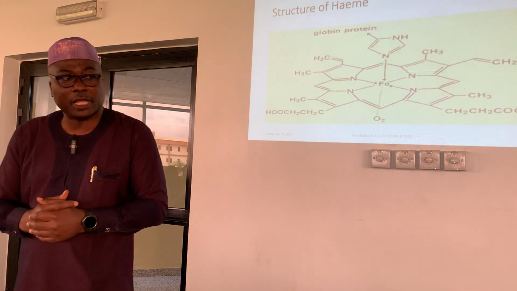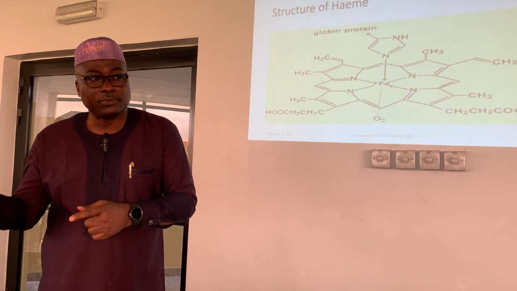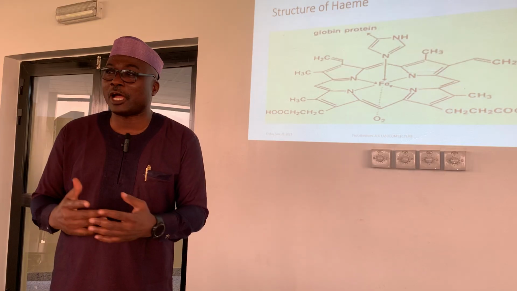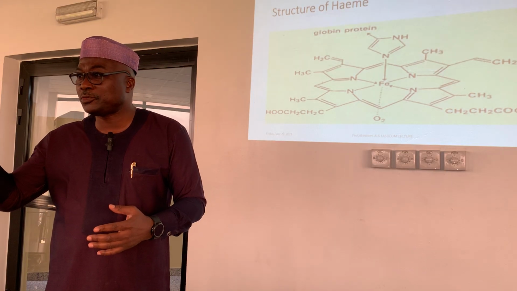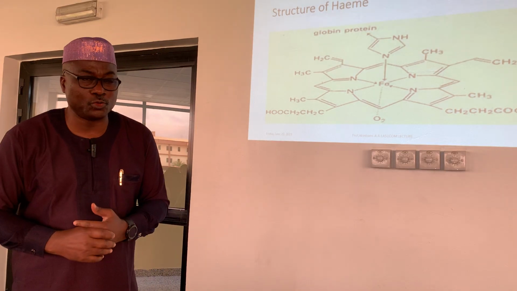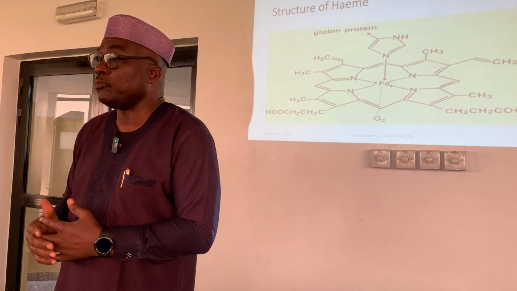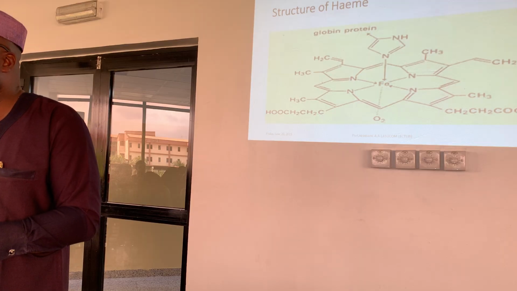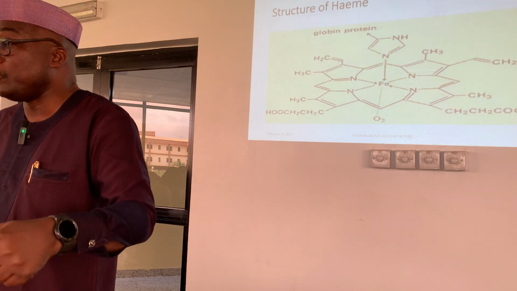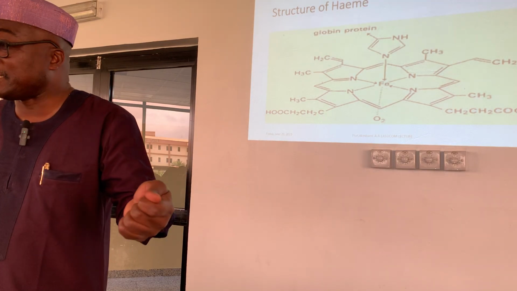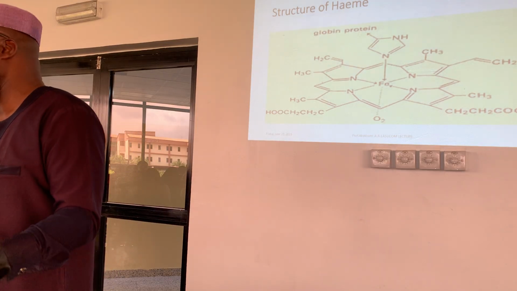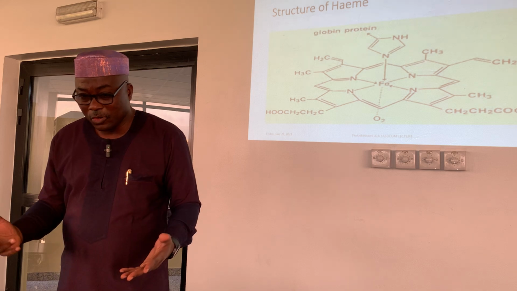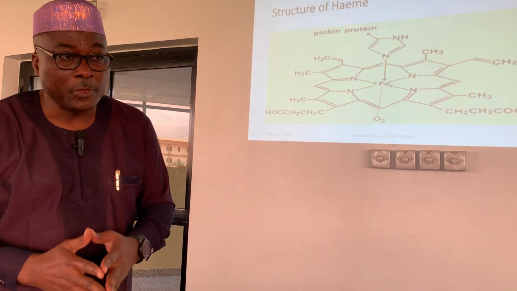Iron, it has iron. Iron must be in the ferrous state. How many? Fe2+. But like I said, some drugs can convert ferrous to ferric, and then the heme will not be useful when it's converted. Is that correct? Okay, so there will be anemia too. There will be cyanosis. Okay, so this is the structure of the heme.